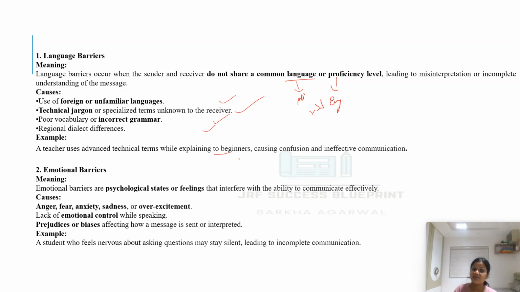A teacher using advanced technical terms for beginners causes confusion and ineffective communication. Emotional barriers are psychological states or feelings that interfere with the ability to communicate effectively. Suppose I'm angry, I'm hungry, so that will create a barrier to communication. I'm sad, I'm overexcited. Lack of emotional control while speaking can create barriers to communication.